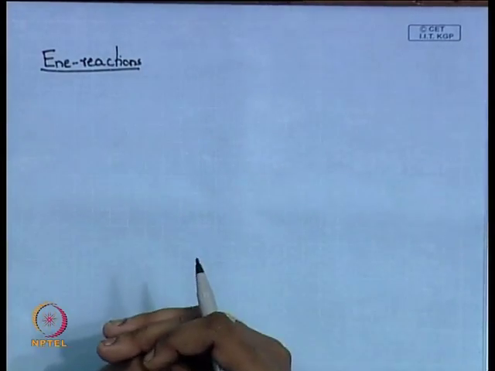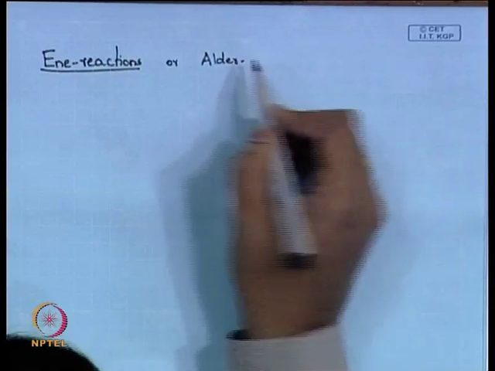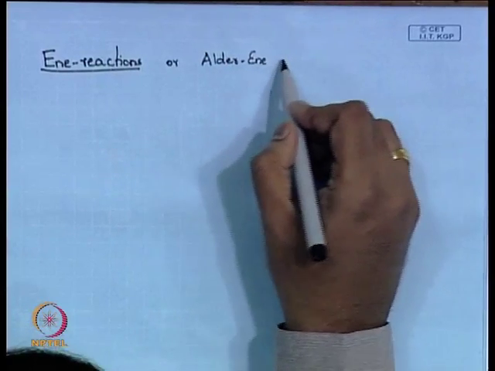Fine. So, in Diels-Alder, I said Alder was the student of Diels and he was working together with Diels, and they ended up discovering the Diels-Alder reaction. And Alder with other co-workers discovered a similar type of reaction which we call the Ene reaction, or you can also call it the Alder Ene reaction.